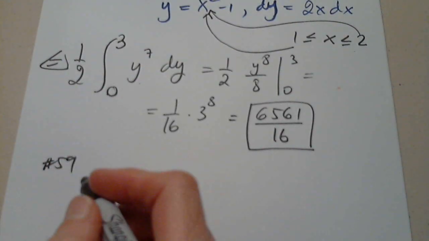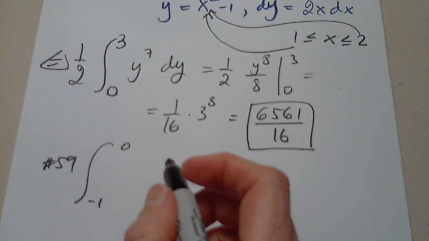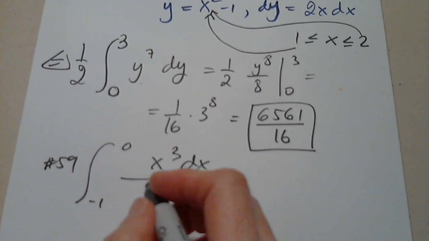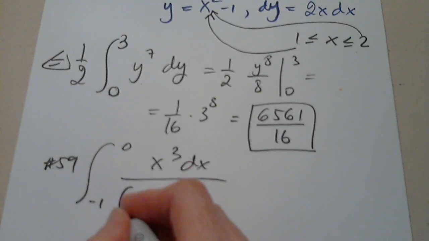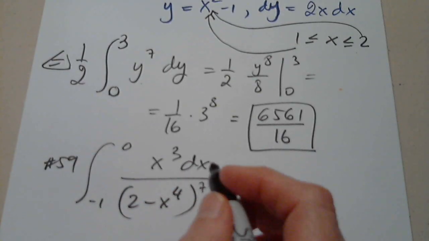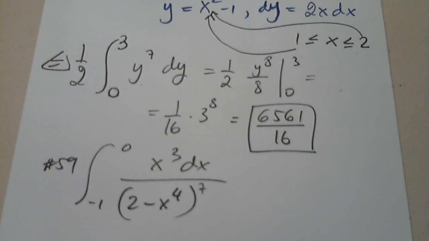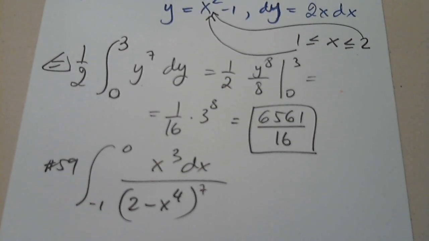59, very good. The integral from -1 to 0, from x to the third dx, everything divided by 2 minus x to the fourth raised to the 7th power. Good. So we have the definite integral from -1 to 0, from x cubed dx over 2 minus x to the fourth, everything raised to the 7th power.